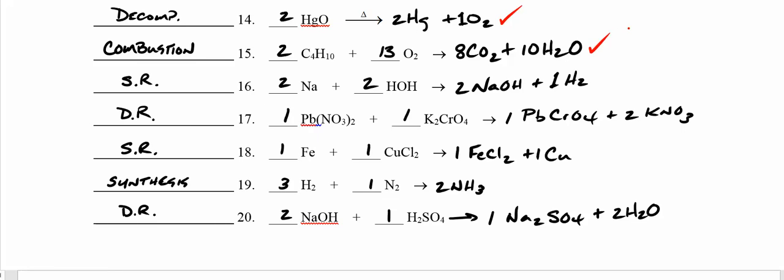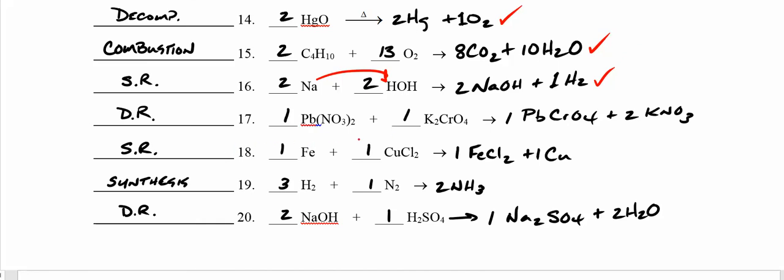All right, number 16, we've got a single replacement reaction. We've got sodium here and we've got H2O. The question is, will sodium replace hydrogen? It is in fact higher on the activity series. It will replace hydrogen. So we have NaOH and H2. It's a 2 to 1 to 2 to 1 ratio, balanced. All right, let's go to the next one, number 17.